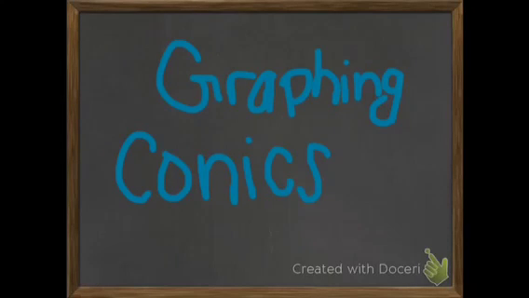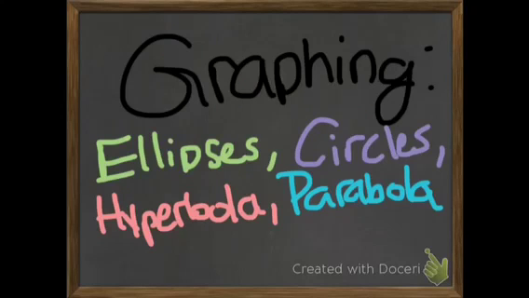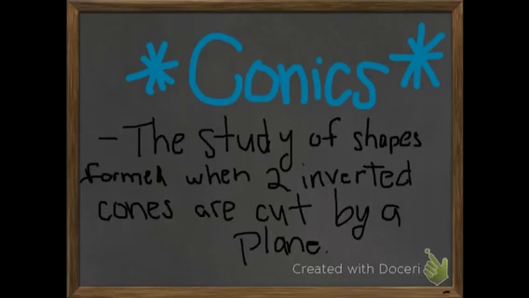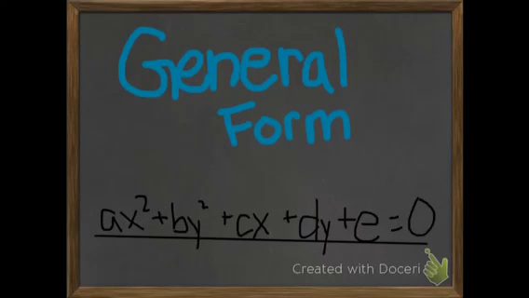This presentation is over graphing conics. Today we'll be graphing ellipses, circles, hyperbolas, and parabolas. Conics are the study of shapes formed when two inverted cones are cut by a plane. The general form for all conics is ax squared plus by squared plus cx plus dy plus e is equal to 0. It's the first 5 letters of the alphabet.